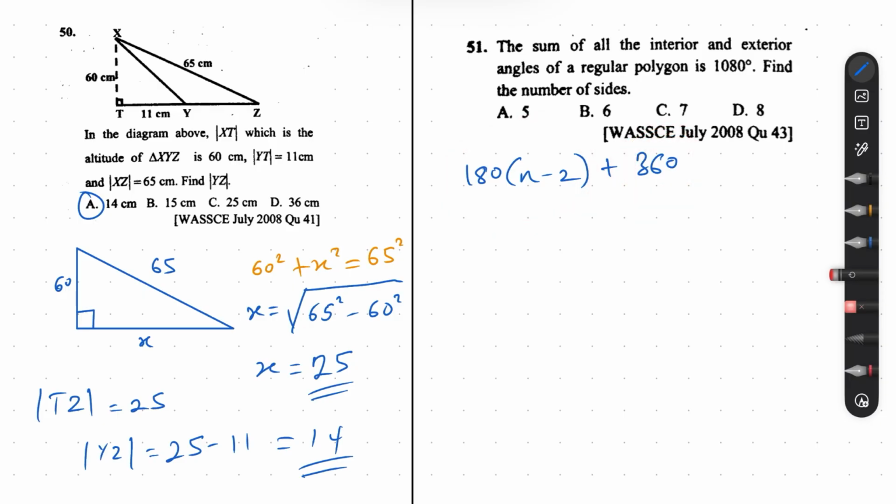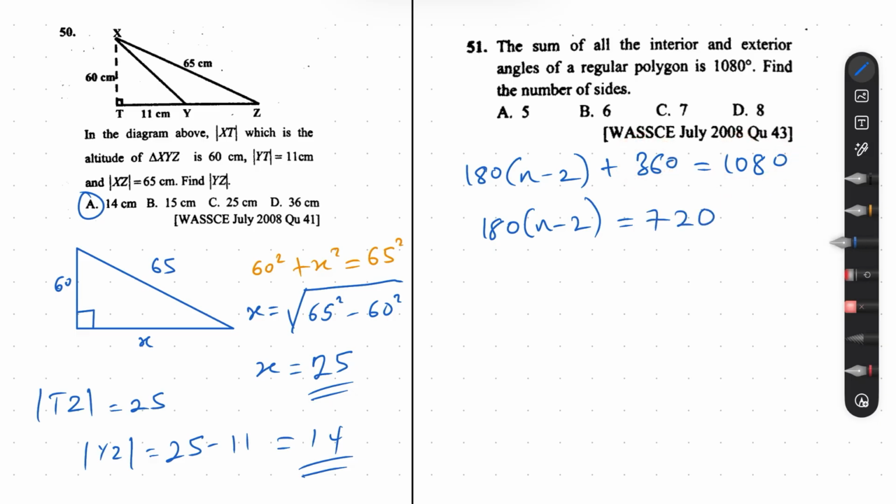Okay, now we've been told that the sum of the interior angles and the sum of the exterior angles together add up to 1080. Okay, equals 1080. So what we are trying to find here is the value of n. Cool. So let's solve that by subtracting this and this. What do you have? 720.